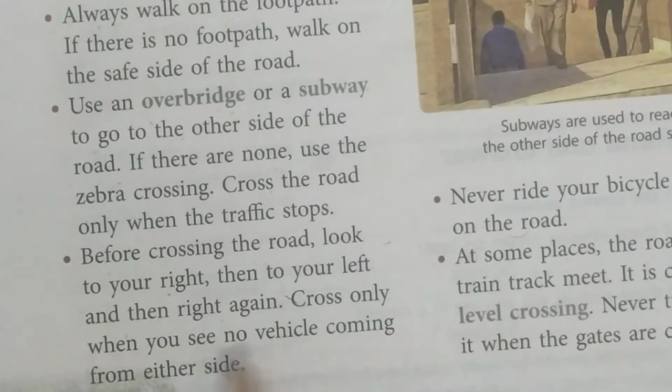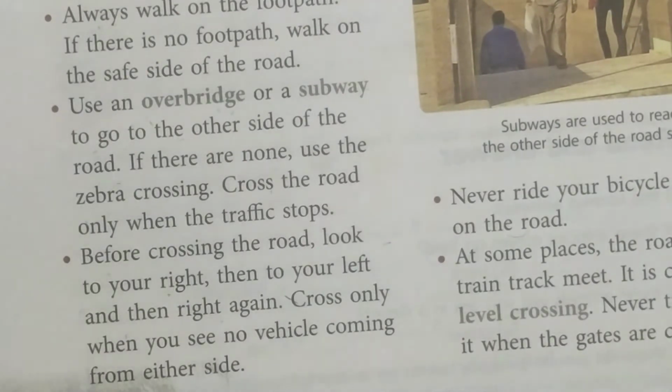And cross only when you see no vehicle coming from either side. You have to be very careful when you are crossing the road. So you have to look on both sides to see whether vehicles are coming. You have to cross the road only if there is no vehicle coming.